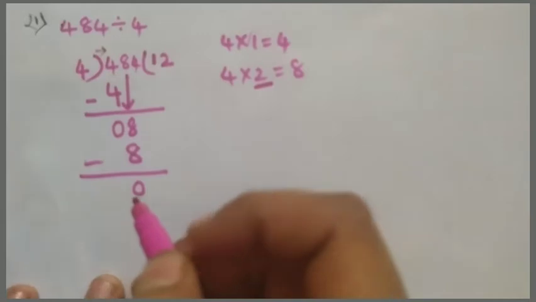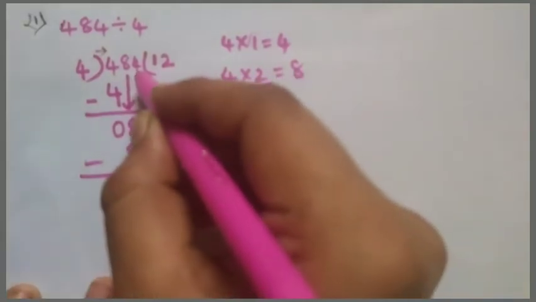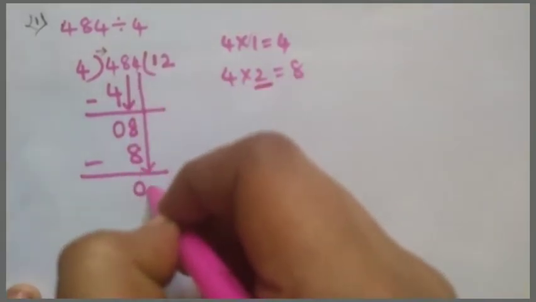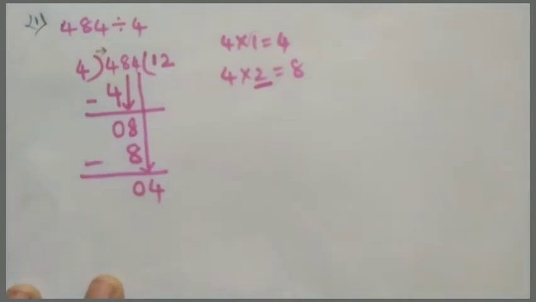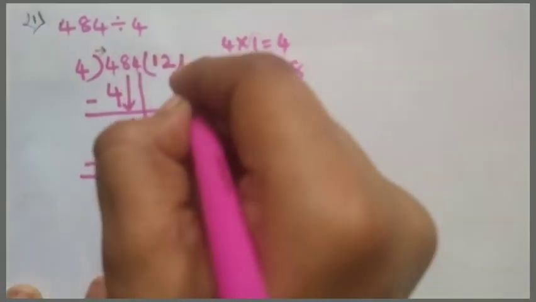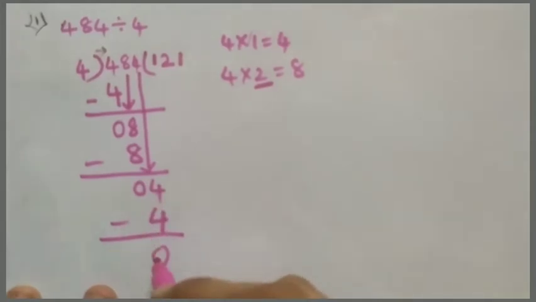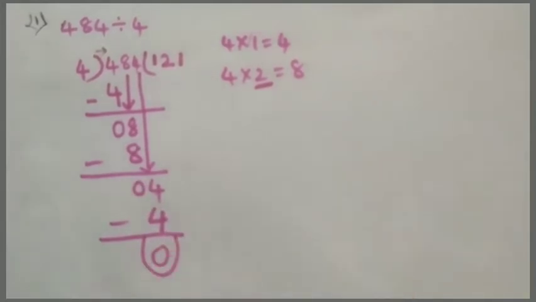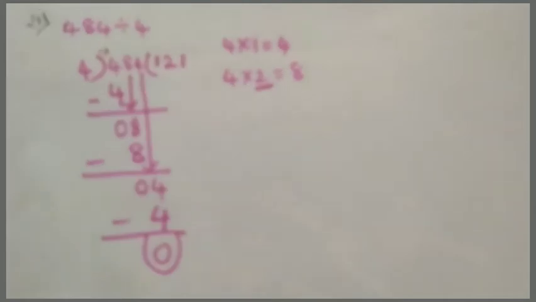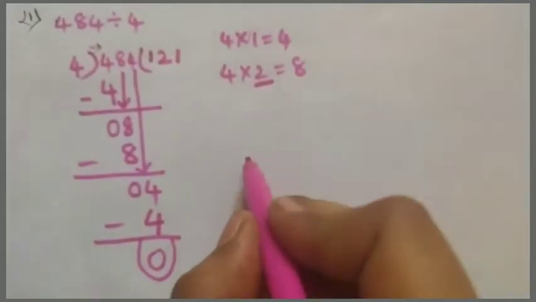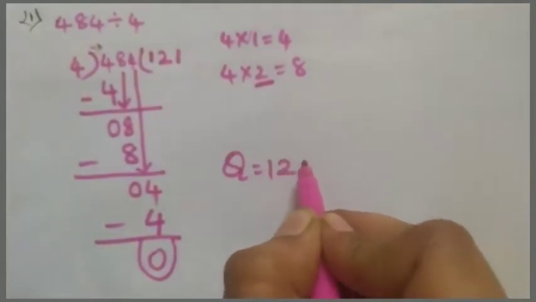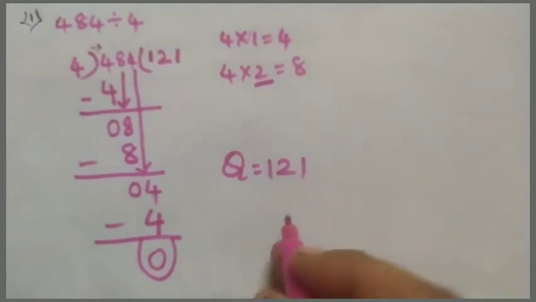Up to here we have completed, but one more digit is there, so we'll take that digit also down. Now 4 ones are 4. 4 minus 4 is 0. This is the remainder. What quotient did we get here? 121. Quotient is equal to 121. This is the answer.